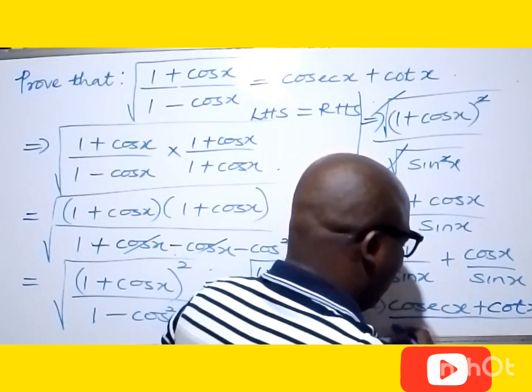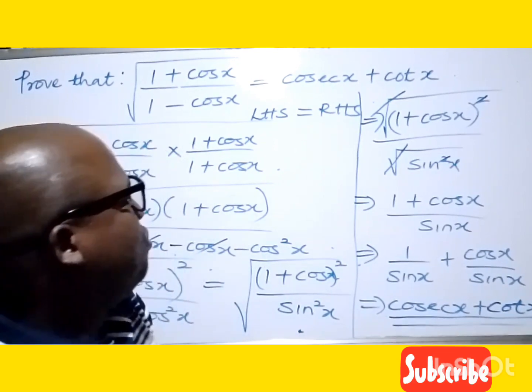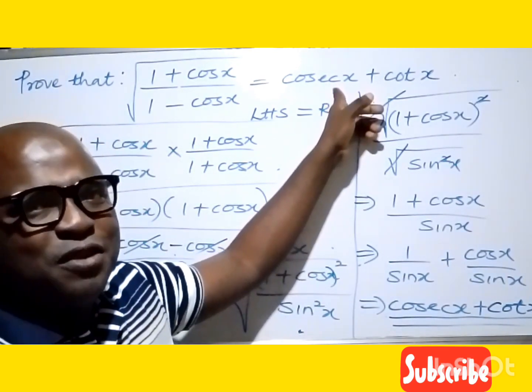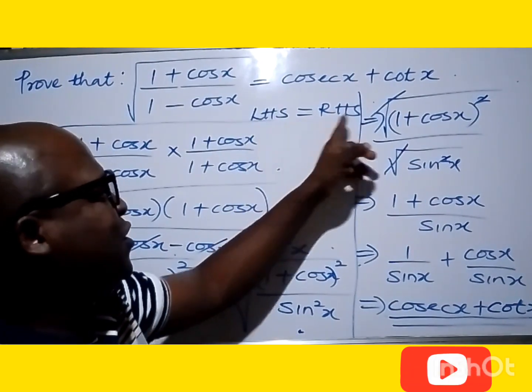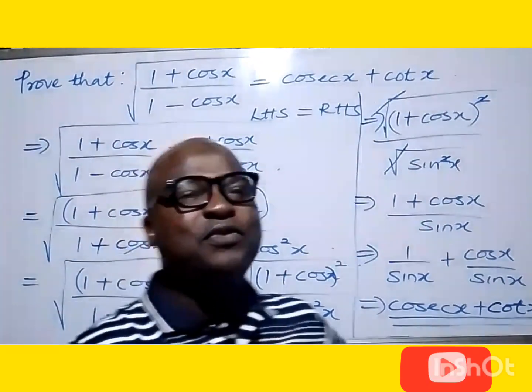So we have successfully proved the right hand side of this particular equation. That means our left hand side is equal to right hand side. We have proved that now.